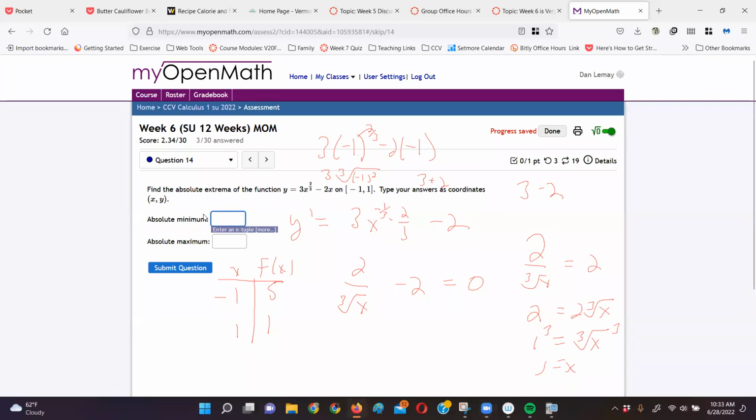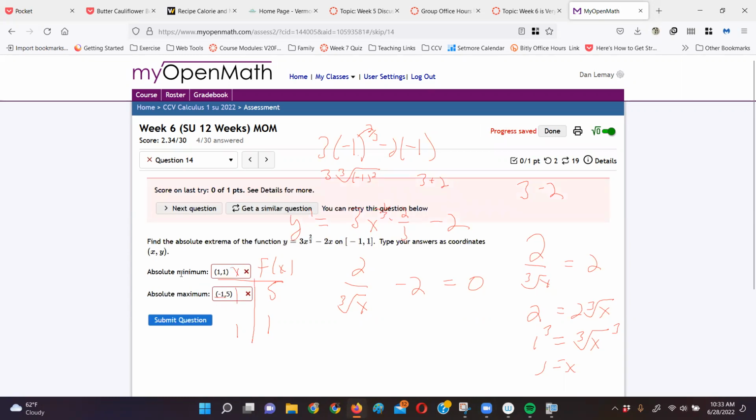minimum at 1, 1, maximum at negative 1, 5. Let's see how I did.